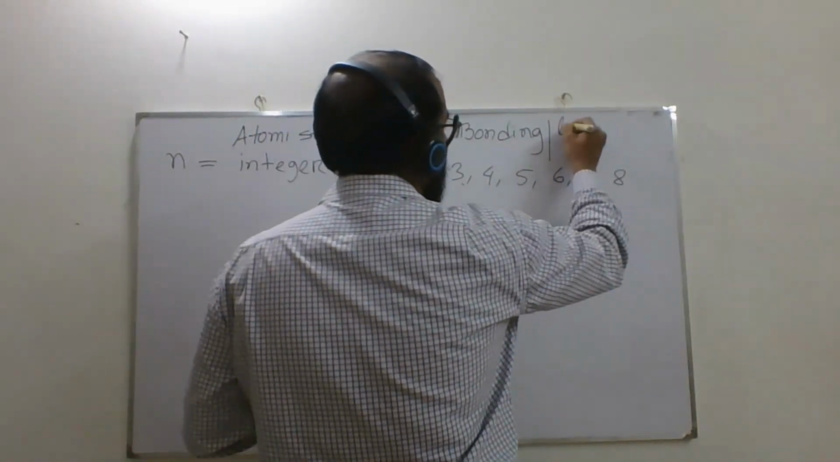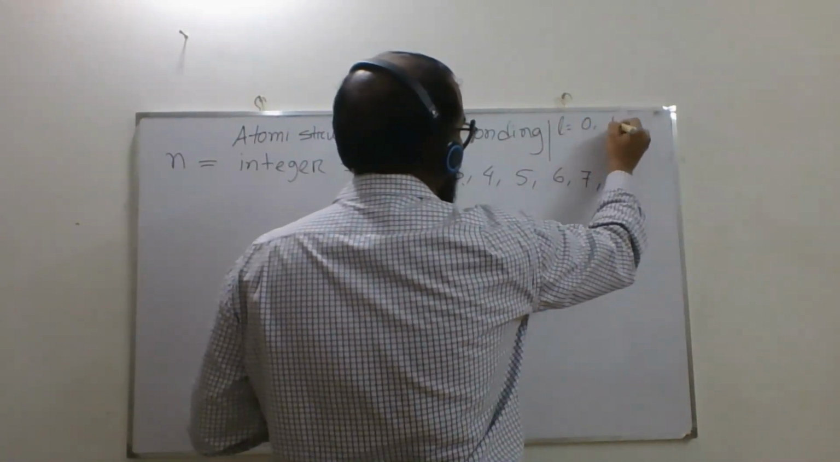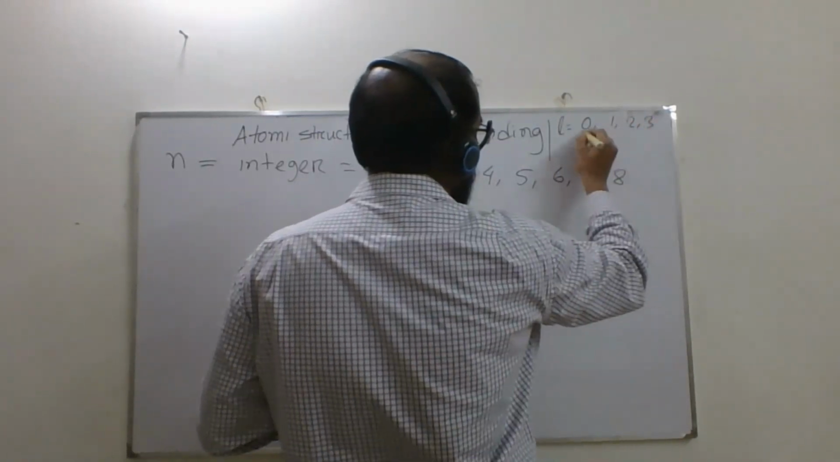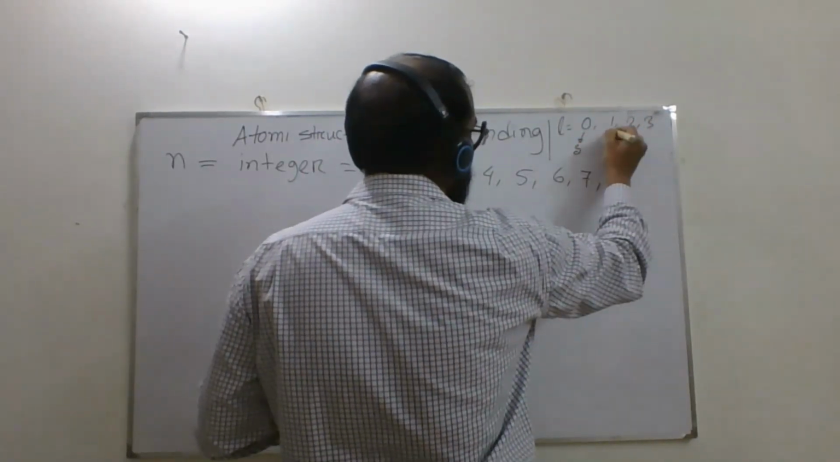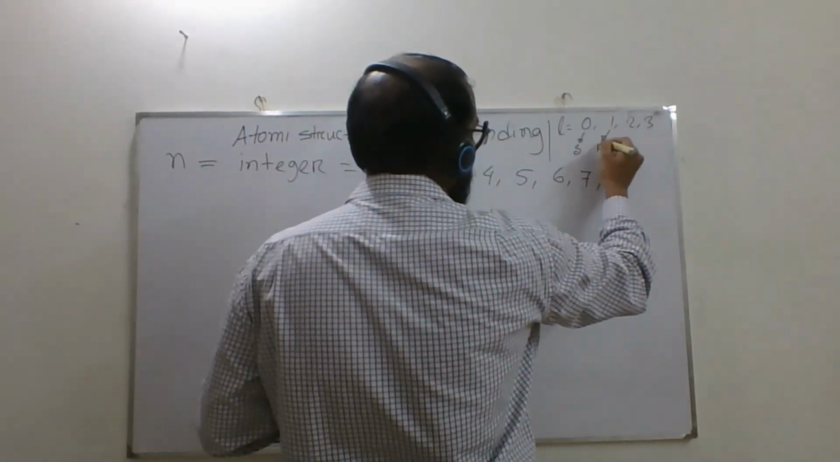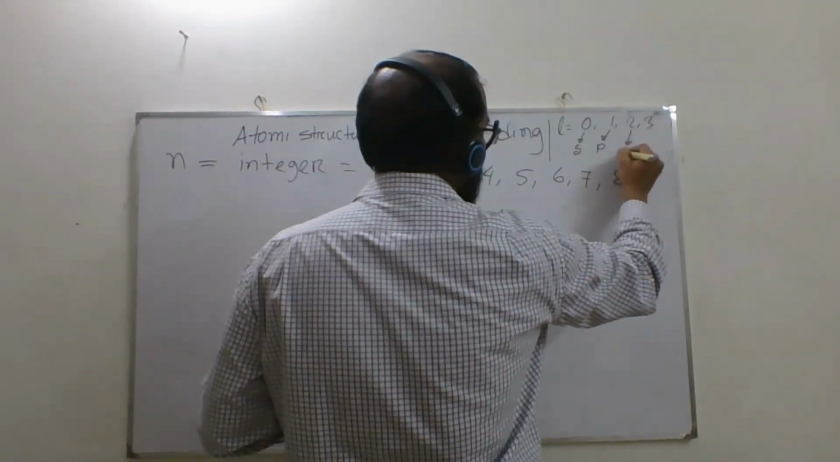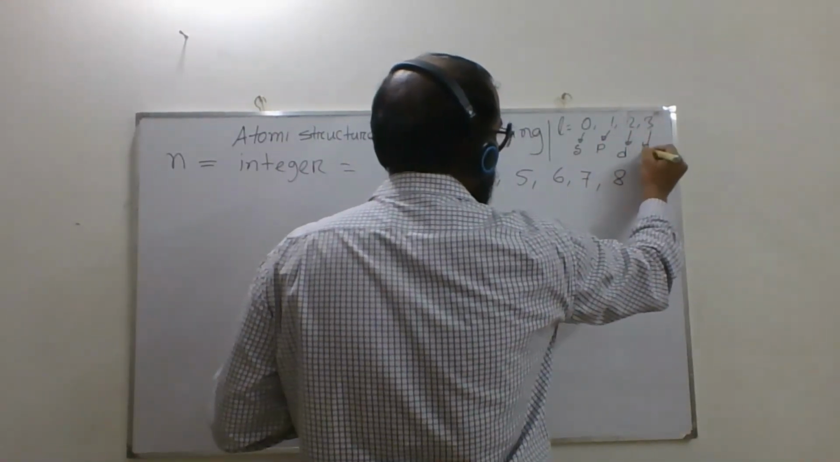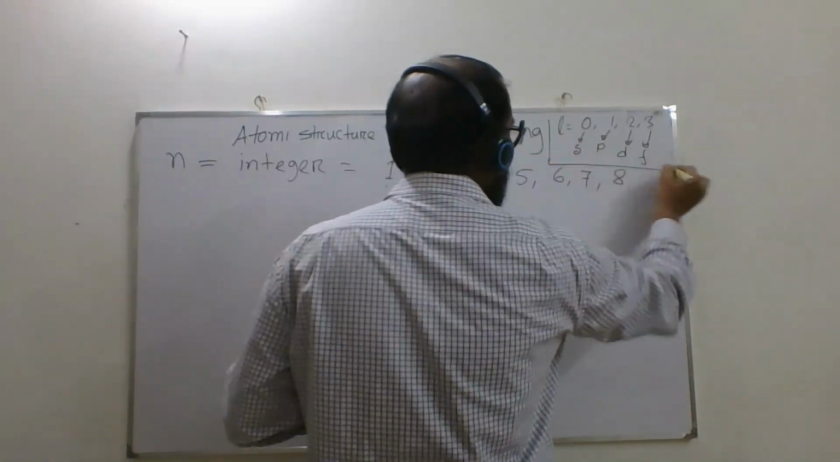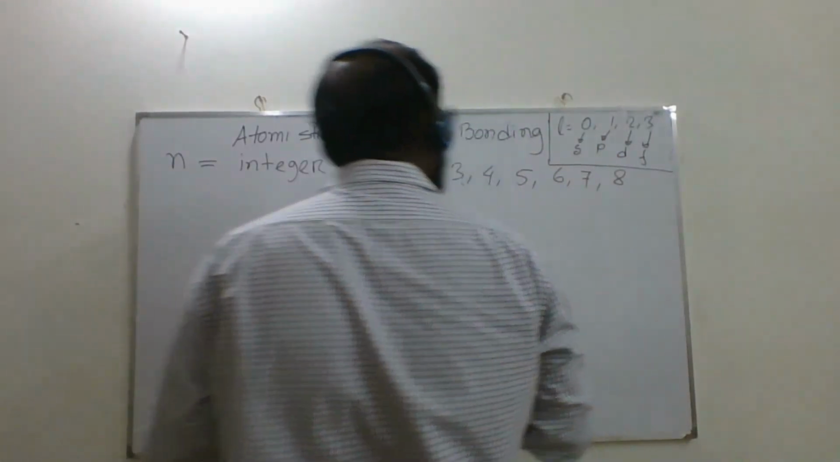Now L equal to, we obtain 0, 1, 2, 3 like that, and when L equal to 0, then S. When L equal to 1, then P. When L equal to 2, then D. When L equal to 3, then F.